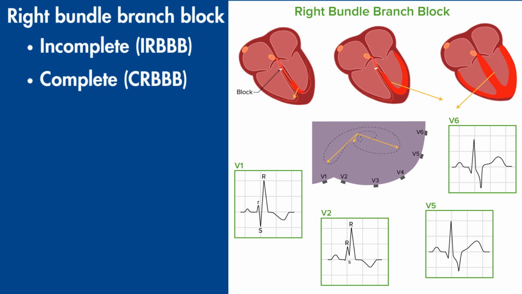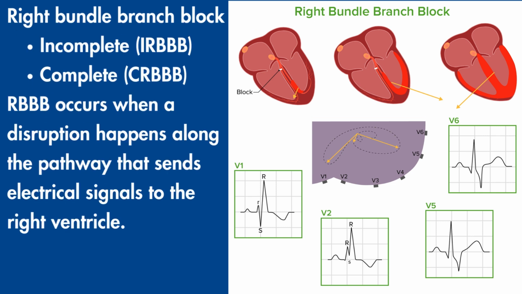Types of bundle branch block. Depending on the anatomical location of the defect which leads to a bundle branch block, the blocks are further classified into a right bundle branch block. It can be incomplete or complete. Right bundle branch block occurs when a disruption happens along the pathway that sends electrical signals to the right ventricle.